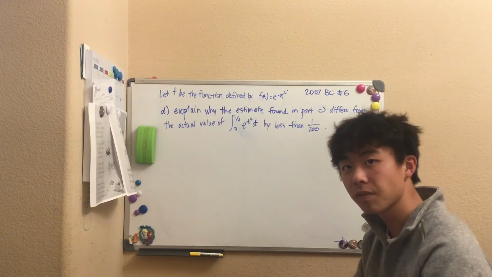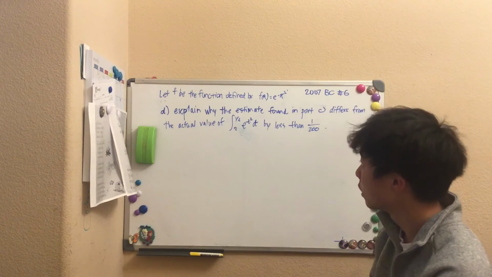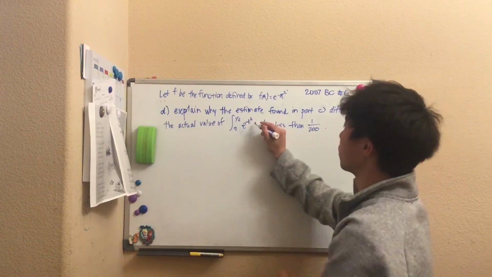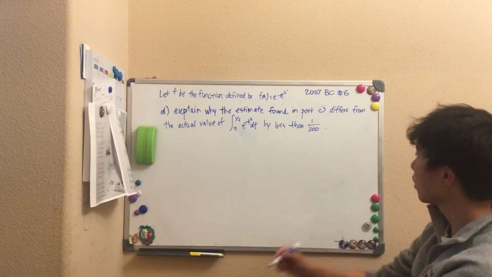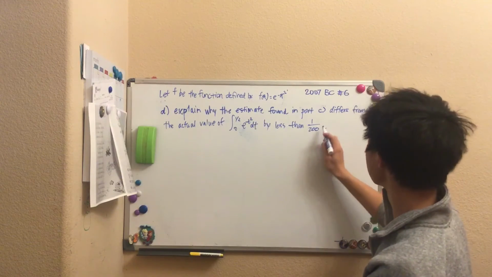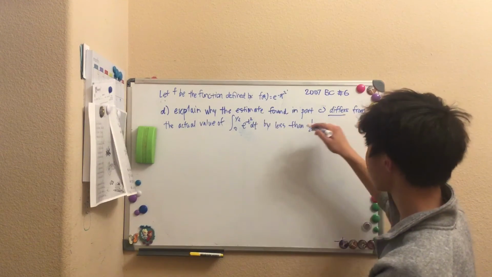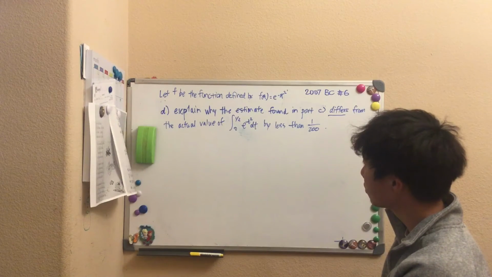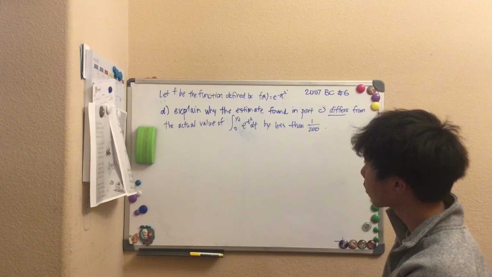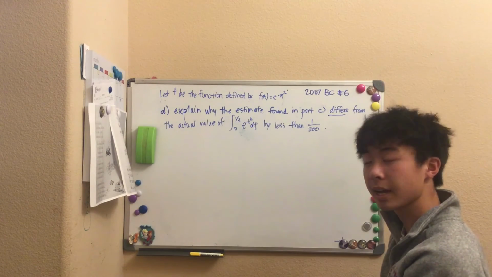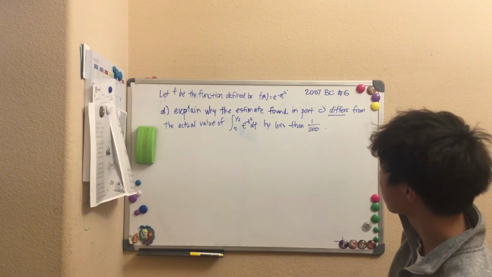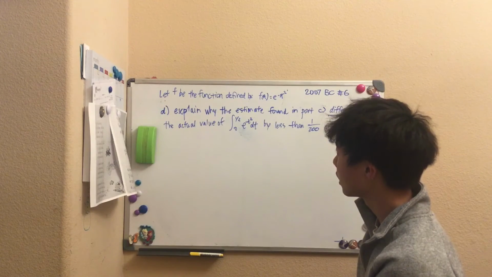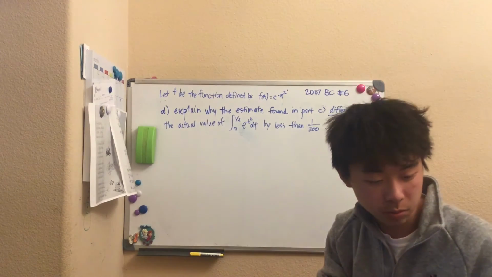And we are finally at the final part of this calculus problem. Explain why the estimate found in part C differs from the actual value of our integral by less than 1 over 200. So right off the bat, we know that when it asks for less than something, or why your estimate differs, these are keywords that tell us that we are solving an error problem. Now, in BC, there are 3 errors, but only 2 of them really pertain to series. One of them being the Lagrange error, and the second being the alternating error test, or just alternating errors, what it's called.